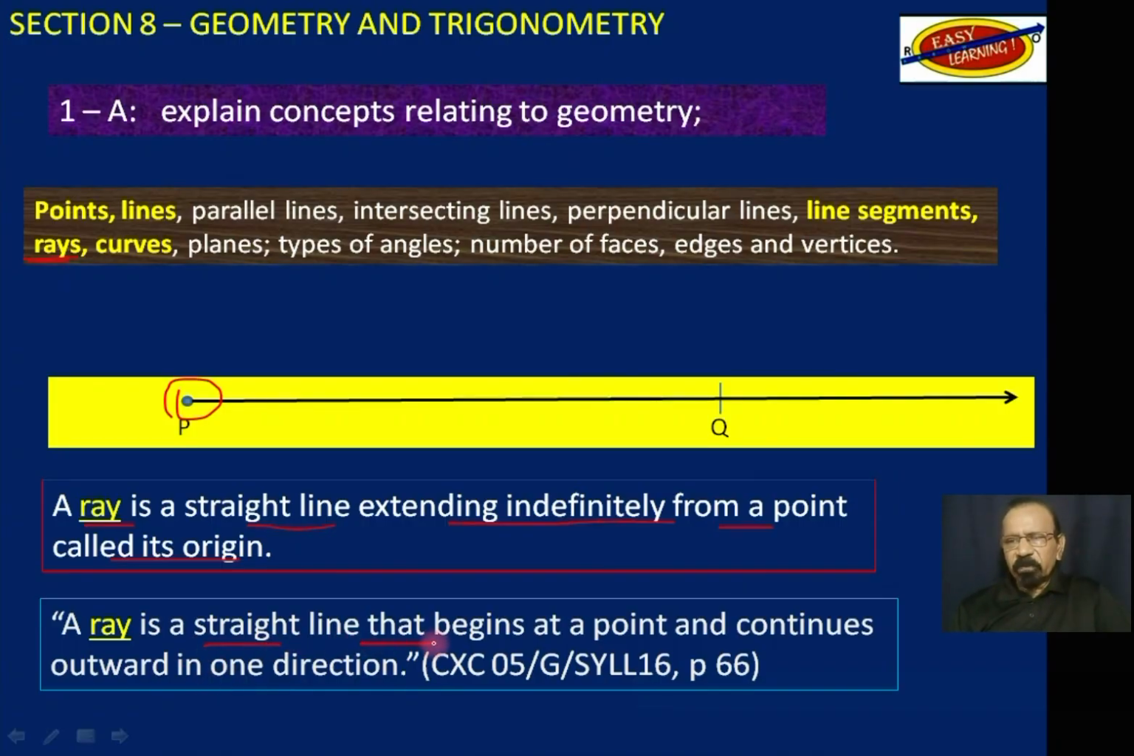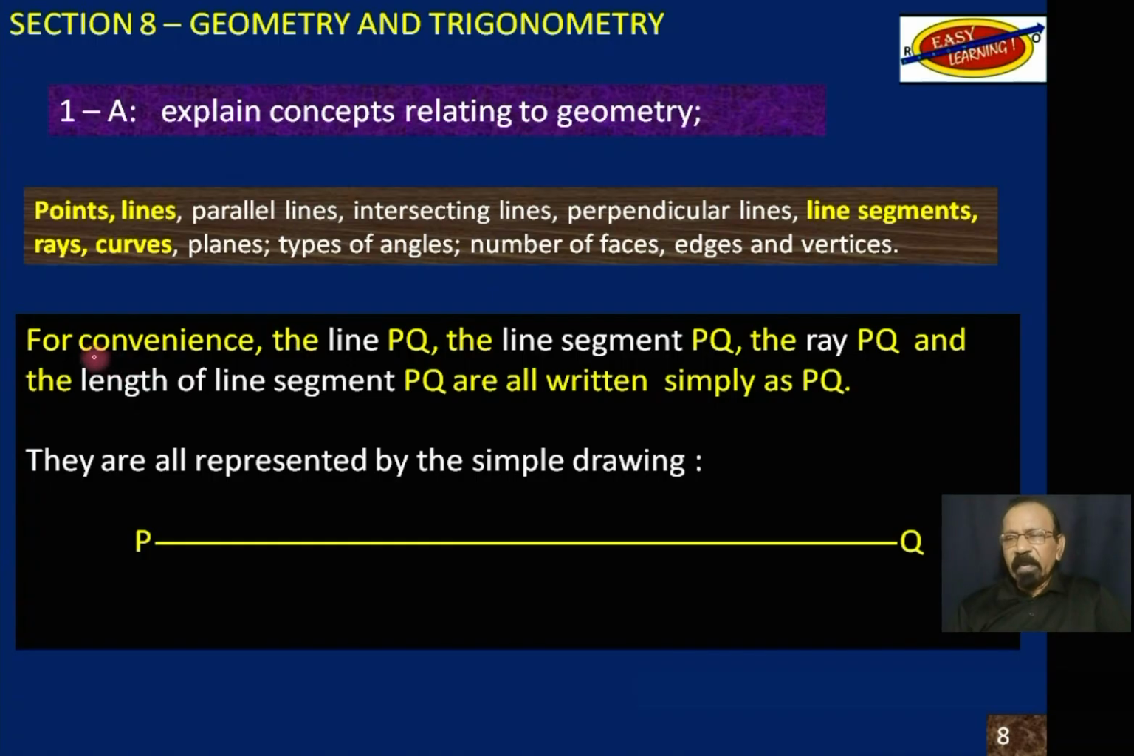A ray is a straight line that begins at a point and continues outward in one direction forever. Now, for convenience, the line PQ, the line segment PQ, the ray PQ, and the length of the line segment PQ are all written simply as PQ, as you see down here, which may be 8.5 centimeters.